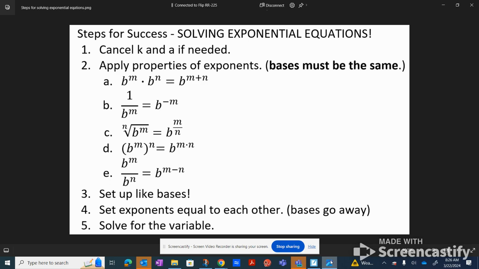A, we're multiplying like bases. B, we have a fraction with a 1 on top. C has a radical. D has parentheses where you have an exponent raised to an exponent. And E, we're dividing like bases. And we don't have that in our problem. So the next step is to step 3, which is to set up like bases.